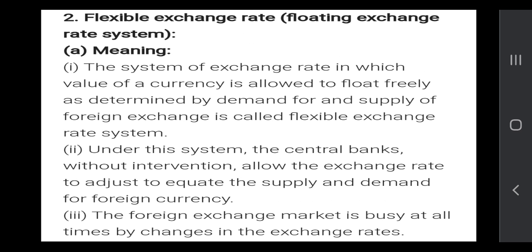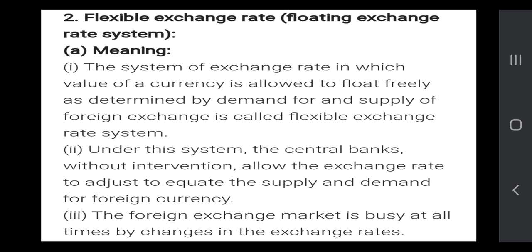Then flexible exchange rate. Flexible is also called floating exchange rate system. The system of exchange rate in which value of a currency is allowed to float freely as determined by the demand for and supply of foreign exchange is called flexible exchange rate system. Means in fixed exchange rate we discussed that the government manages the foreign currency with the domestic currency, but in flexible exchange rate system it is determined by the free forces of demand and supply in international market.